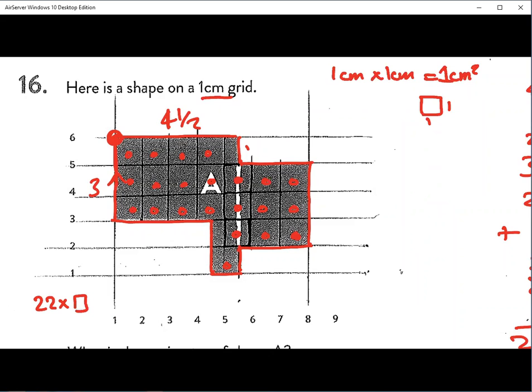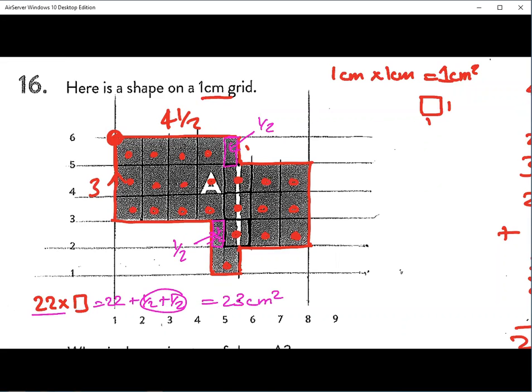Okay, so I've got this bit here, which I haven't counted. That's half a square. This bit here, that's also half a square. So we have a half and a half. We have 22 squares, and then another half of a square, another half of a square. These two make one. So that gives us 23 centimeters squared.